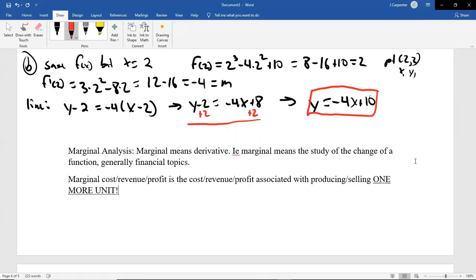So you're a company and right now it costs you $10,000 to produce 50 units. And your boss comes to you and says, well, how much is it going to cost us to make one more unit? That would be the marginal cost. Now, it's not $10,000. That was the cost to make all 50 units.